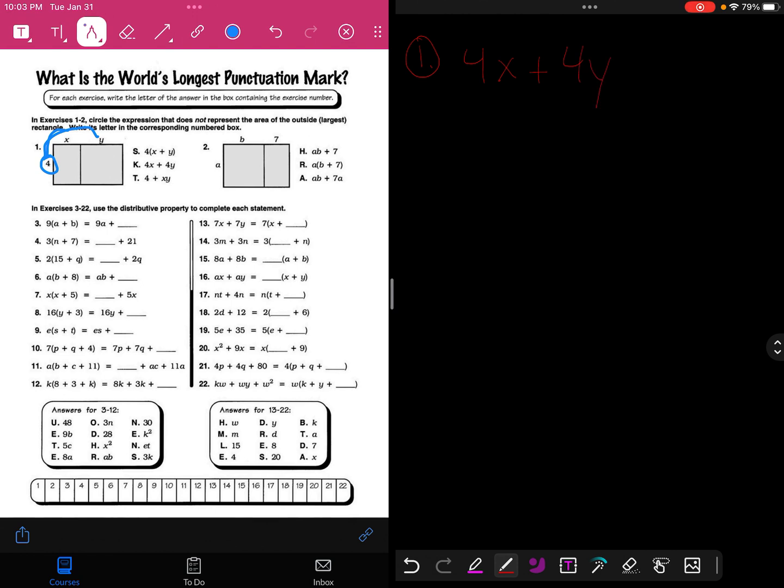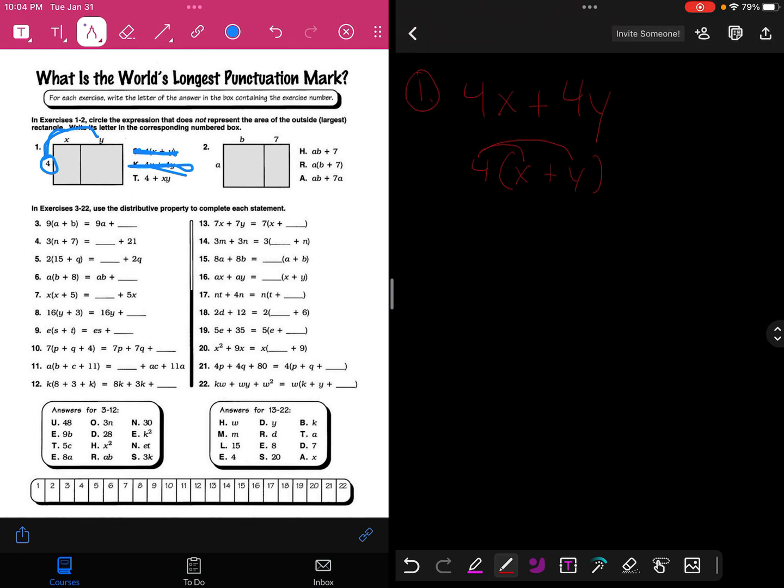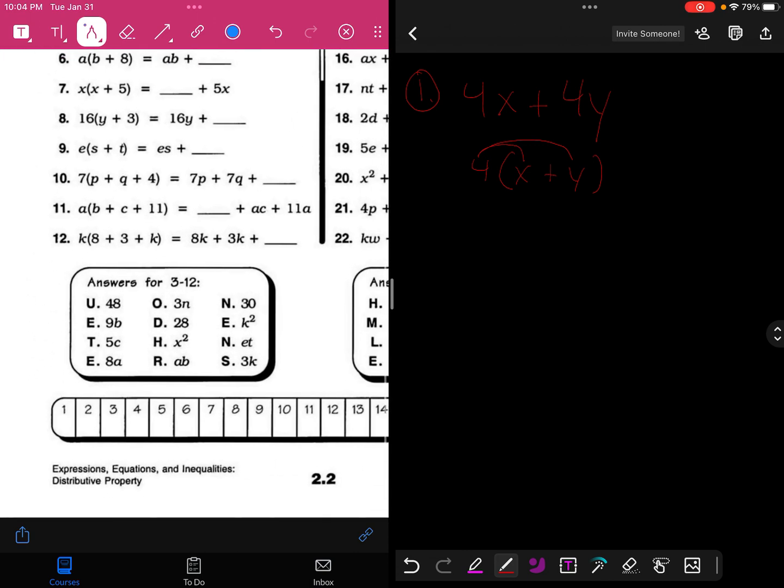So they want to know which one does not represent. So this one that we already wrote out would be this one. So we're not able to use that. And the 4 gave to the X, and then 4 gave to the Y, because it went like that and then like that. So that matches this one. So the answer we want is the one that does not represent. So that is going to be letter T. So in box 1, we're going to put T.